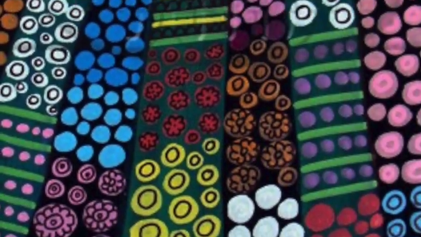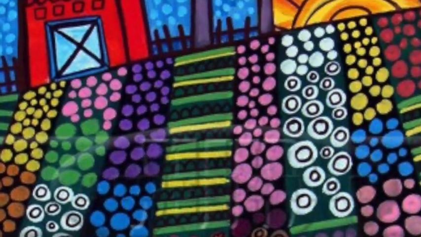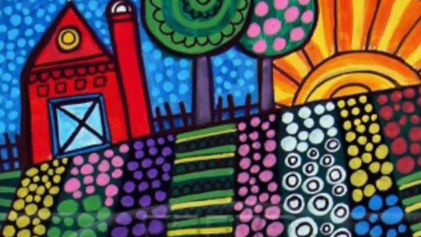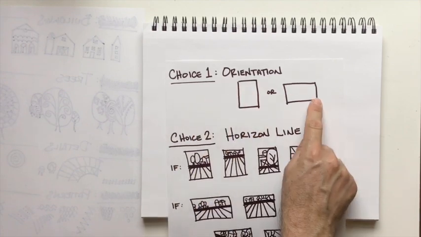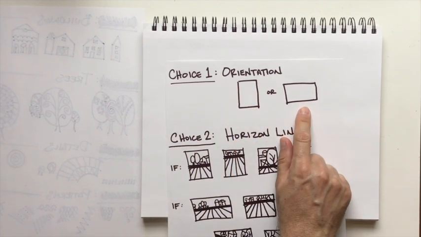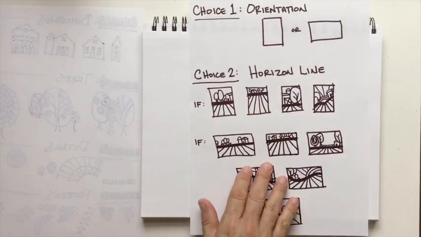Okay, that's enough looking. It's time to start doing. Let's get started on our Heather Galler inspired landscape drawing. Get started by looking at your choices and idea sheets. The first choice you need to make is the orientation of your paper. Do you want your paper to be landscape, which is where it's longer than it is tall, or portrait, where it is taller than it is wide?